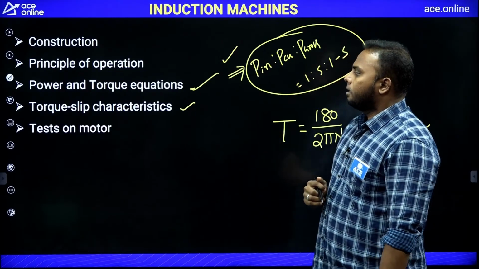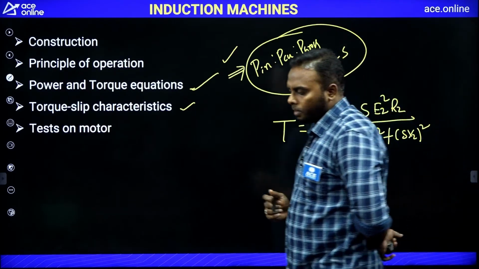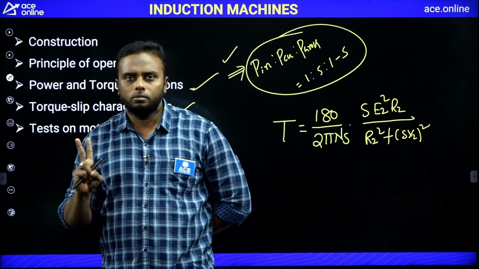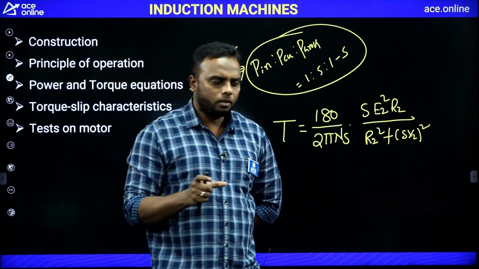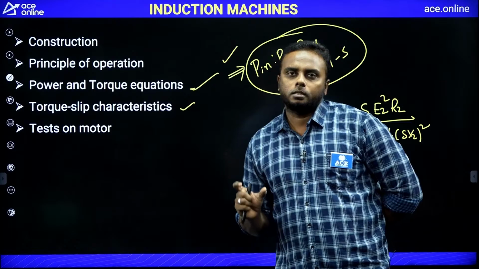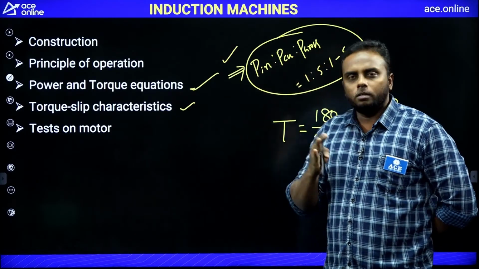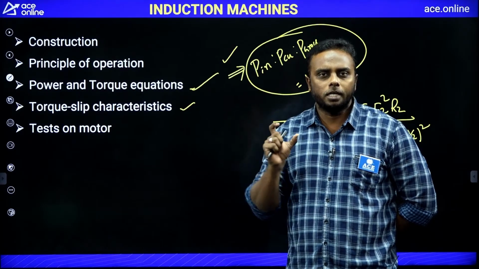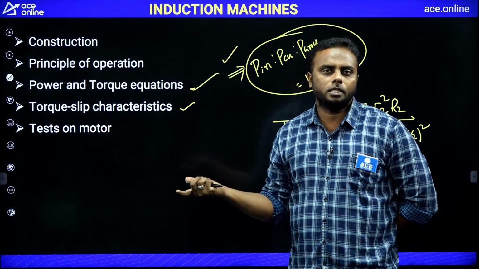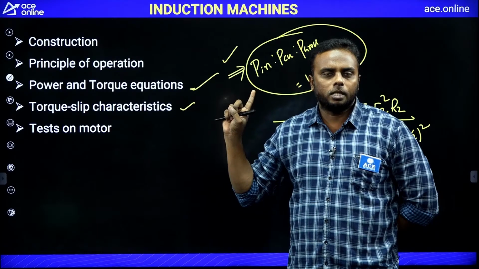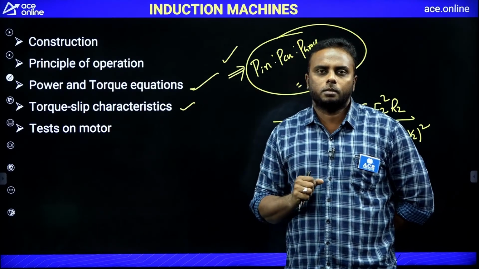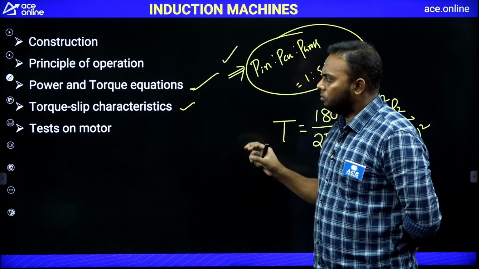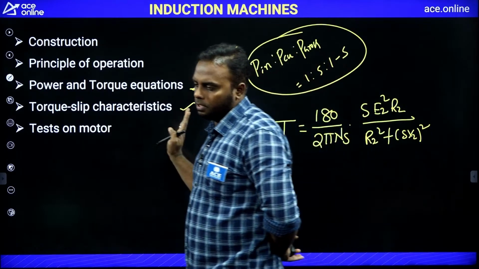Next we have tests on the motor. What are the tests we conduct on an induction motor? 2 tests, the no load test and the blocked rotor test. If you have a good idea of the OC and SC tests, these are very simple here. The OC test of a transformer is the no load test here, and the short circuit test of a transformer is the blocked rotor test here. So if you have a good idea of the two, you can understand this very easily.